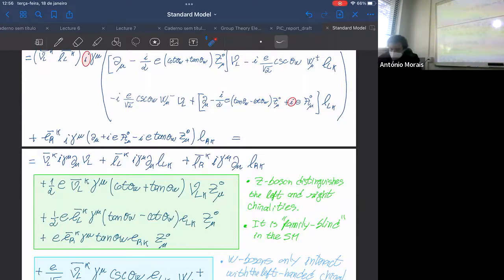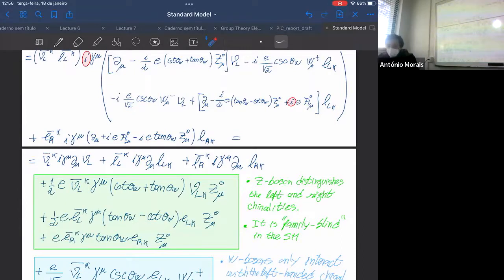This is neutrinos, left-handed neutrinos interacting with the Z boson. So you need to look into the fields and read them. The second one is left-handed leptons interacting with the Z boson. And the third one is right-handed leptons interacting with the Z boson.